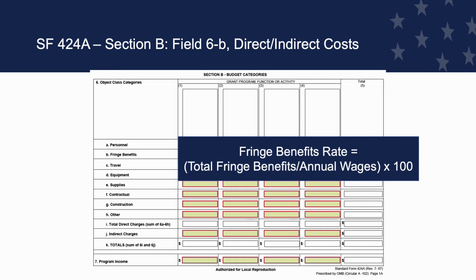Fringe benefit amounts are determined by applying a calculated rate for a particular class employee to the salary and wages requested. Fringe rates are often specified in the approved indirect cost rate agreement. Fringe benefits may be treated as a direct cost or indirect cost in accordance with the applicant's accounting practices. Please enter only fringe benefits categorized as a direct cost under Field 6-B.